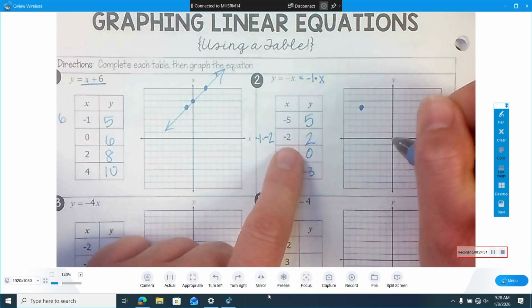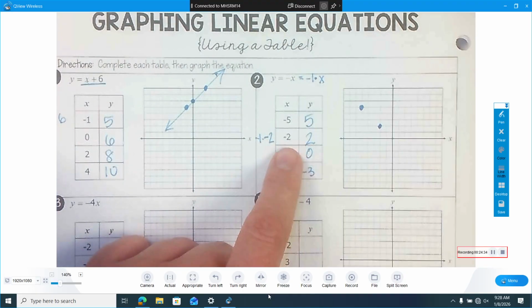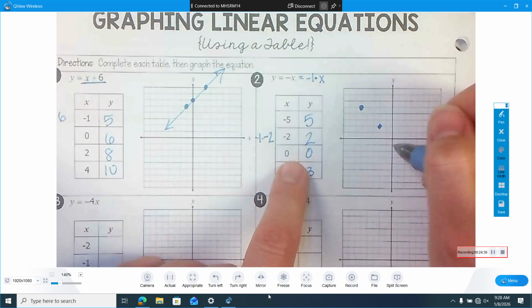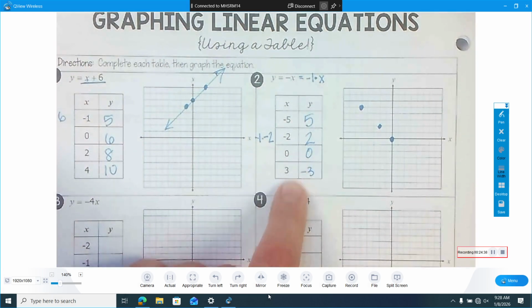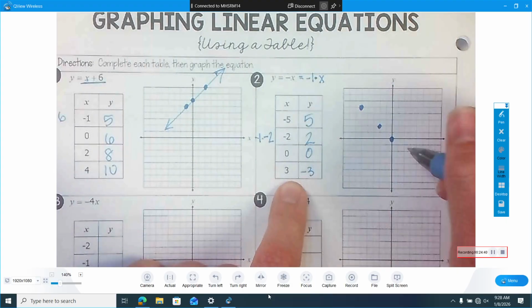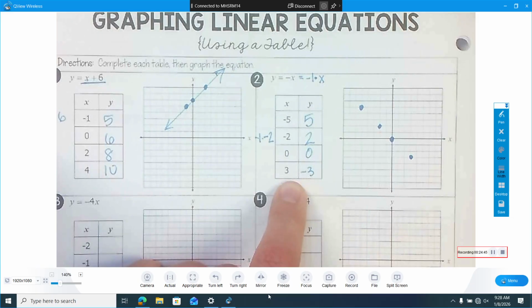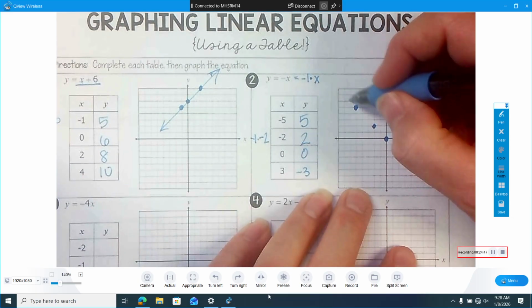And then we have left 2, up 2. We have 0, 0, origin. And then we have right 3, down 3. And what shape do we get? A line.